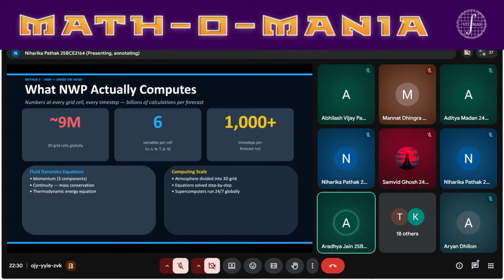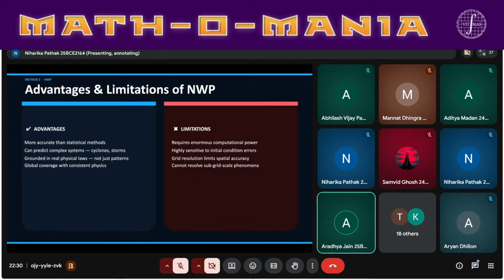Next slide, please. So this method is of course more accurate than the statistical method, which you might have already guessed, because the statistical method depends on the past, right? But here we are calculating everything using real physics laws, and this can predict complex systems like cyclones.